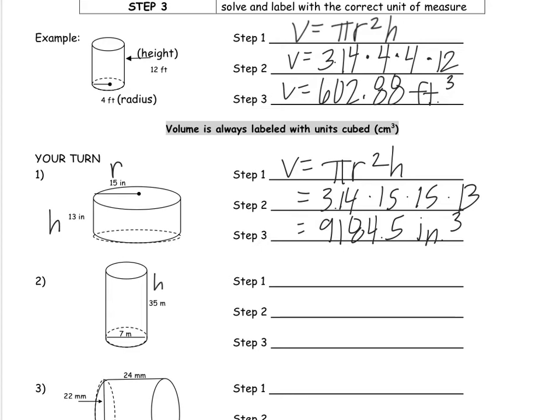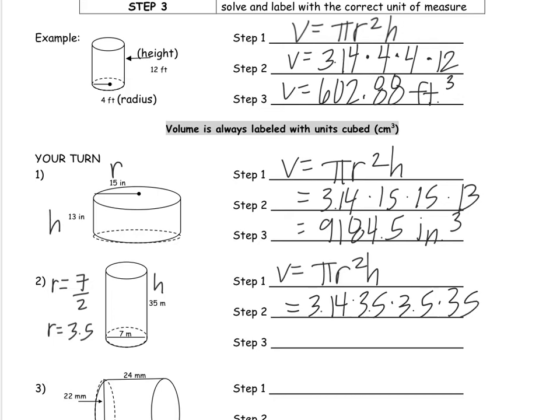Okay, number 2, the height's 35. This time they gave us a diameter of 7, so to make that a radius, we'll do 7 divided by 2, which is 3.5. So pay attention to that. This line goes all the way across that circle there, so that's the diameter. So we just half it to make it the radius. So 3.14 times 3.5 times 3.5 times 35.